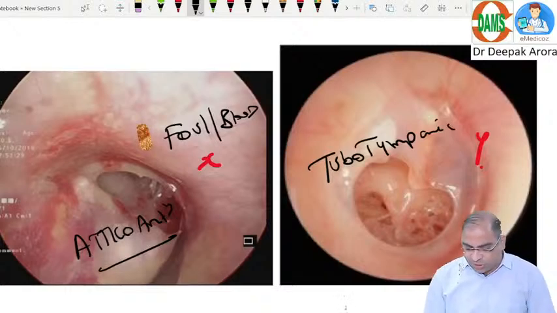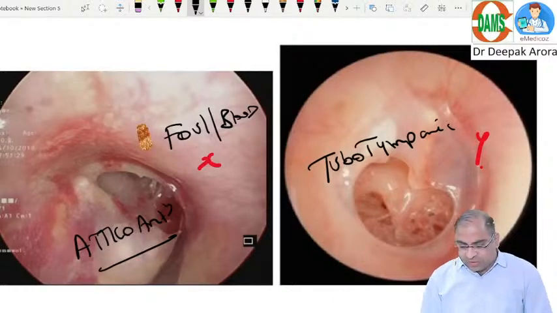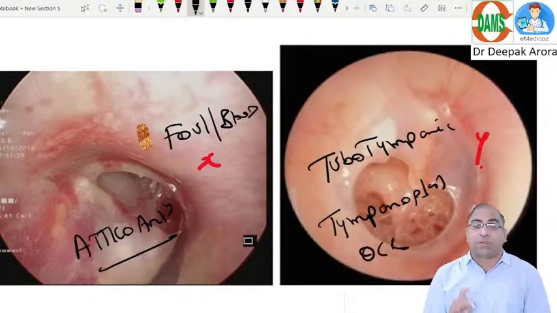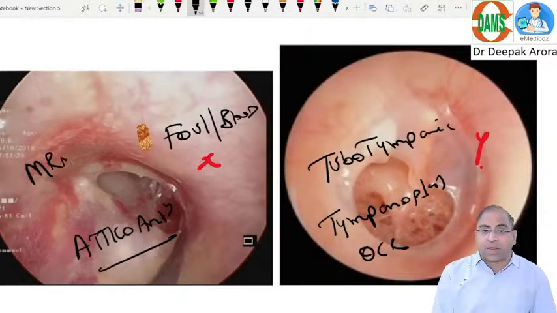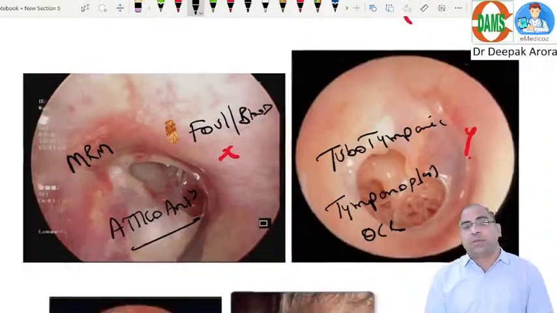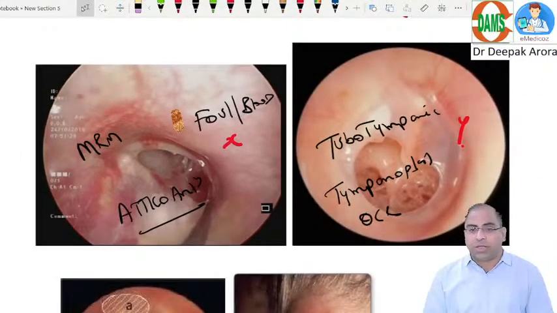So what is the treatment of tubotympanic? It will be tympanoplasty. With tympanoplasty, they will ask you the treatment option: tympanoplasty with OCR, ossicular chain reconstruction. What is the treatment of unsafe ear, atticoantral? Always remember MRM, modified radical mastoidectomy. Which type of MRM? This is a canal wall down procedure. So we are doing canal wall down procedure, modified radical mastoidectomy for atticoantral ear.